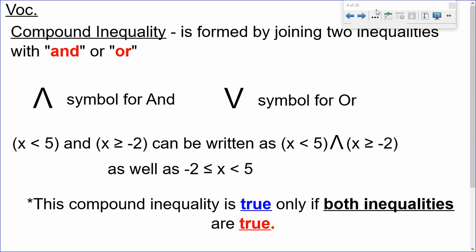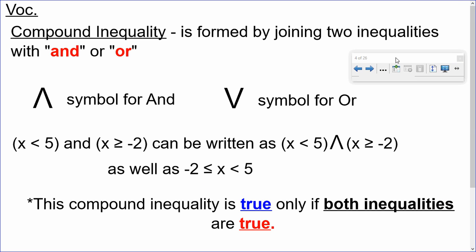Compound inequalities, that is when you're joining two or more inequalities with an and or an or. So here's the symbol for an and. It looks like the letter capital A without the bar in the middle. That's the one way I tell my students to memorize it. This letter V is the symbol for or. So here's an example of how we use it.